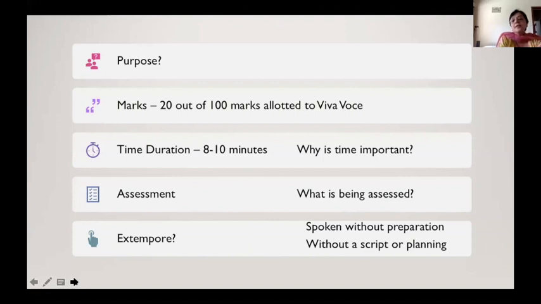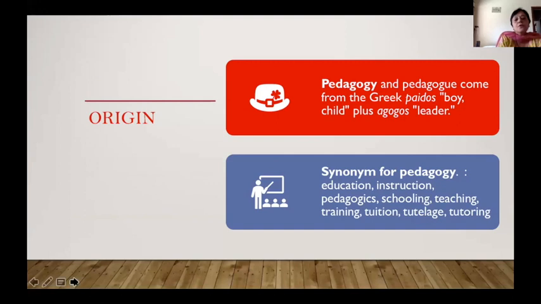And another thing is this extempore. What exactly is extempore? Extempore means spoken without preparation or without a planning or a script. So basically, when you're speaking extempore, it tests your oratory skills. It does not test your skill for teaching. But by the end of this presentation, you will understand that pedagogy is all about teaching. So unless you have prepared well, you cannot just present an extempore pedagogy. So the idea here of saying extempore is to make sure that your preparation is good. Okay, so don't get confused.